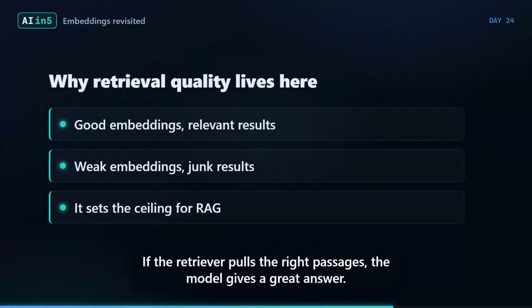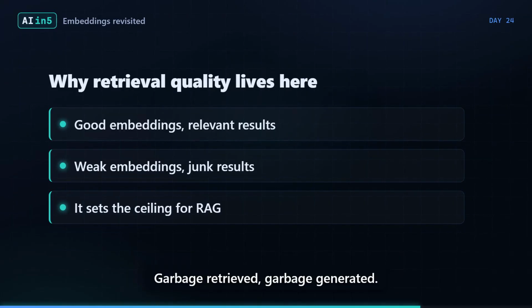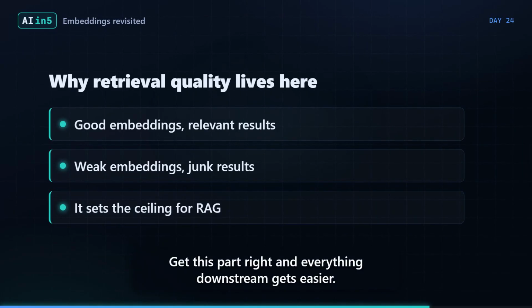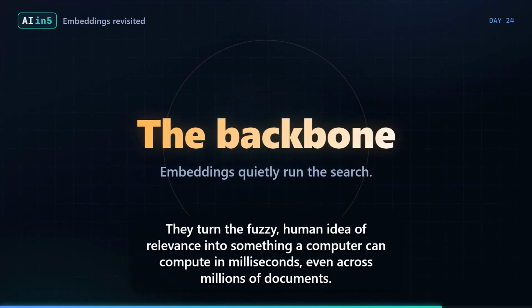And here's why this step matters so much. The quality of your embeddings sets the ceiling for your whole RAG system. If the retriever pulls the right passages, the model gives a great answer. If it pulls junk, even the smartest model will produce a confident, well-written, completely useless response. Garbage retrieved, garbage generated. Get this part right, and everything downstream gets easier.